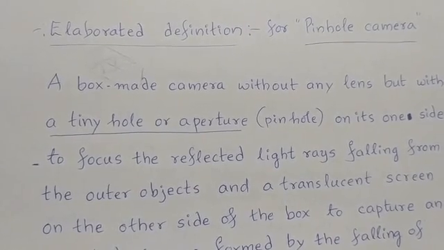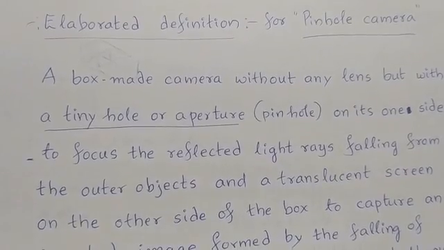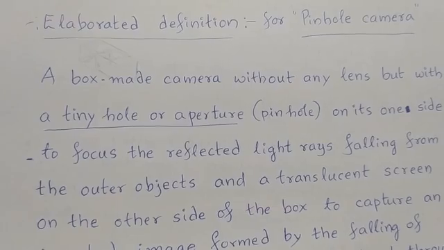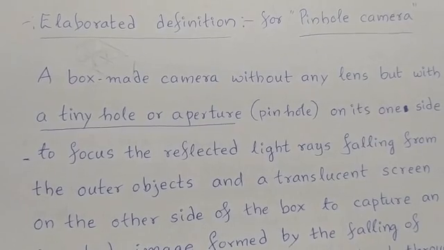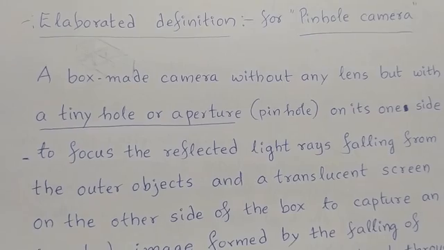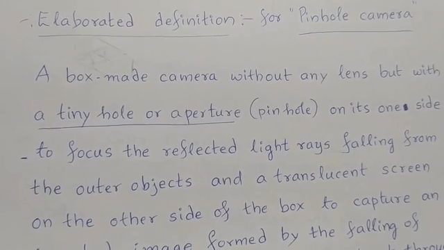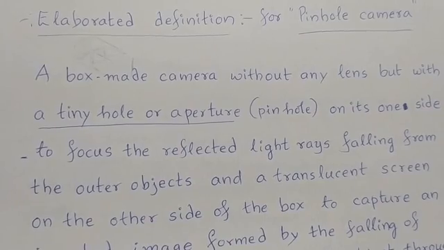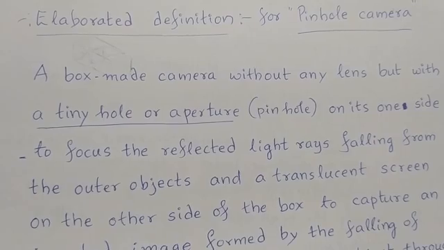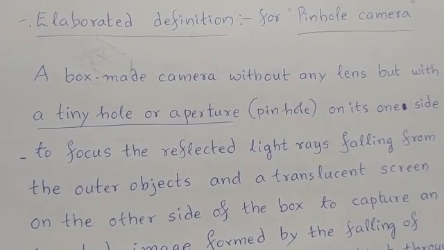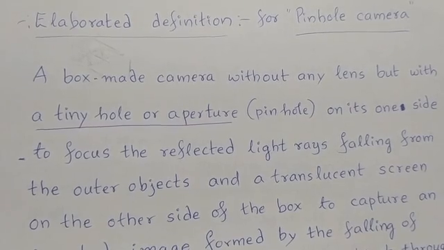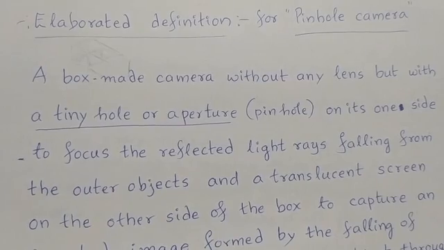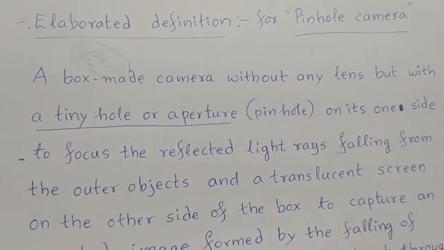Elaborated definition for pinhole camera. Same thing we are going to discuss, but we are going to learn the functions of those two things. What are those two things that are present in a pinhole camera? Tiny hole and translucent screen. Right? So let us see this elaborated definition. A box-made camera without any lens but with a tiny hole or aperture on its one side. For what purpose is this tiny hole present?